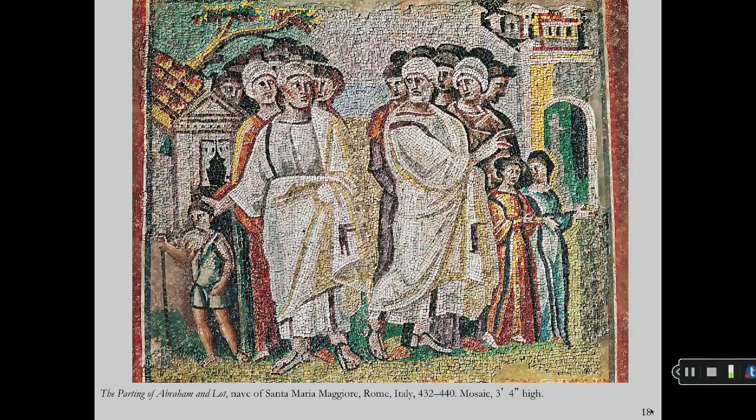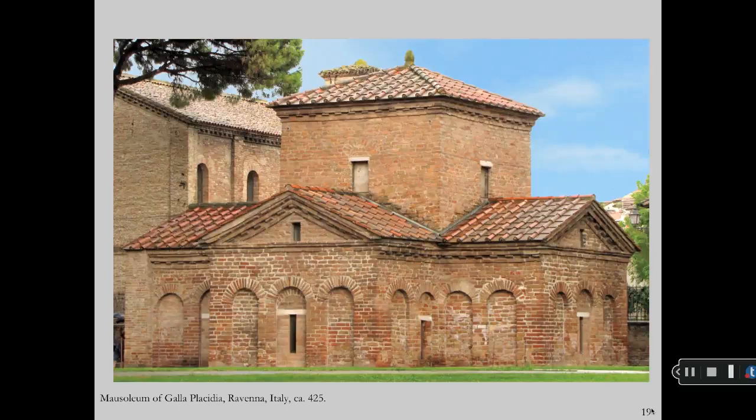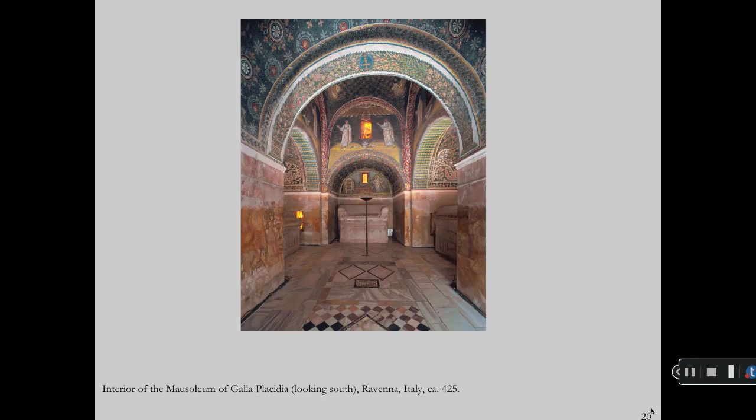The parting of Abraham and Lot in mosaic. The Mausoleum of Galla Placidia in Ravenna, Italy, was built in a cruciform-shaped structure and was probably a chapel to a martyred saint. Interior of the mausoleum.